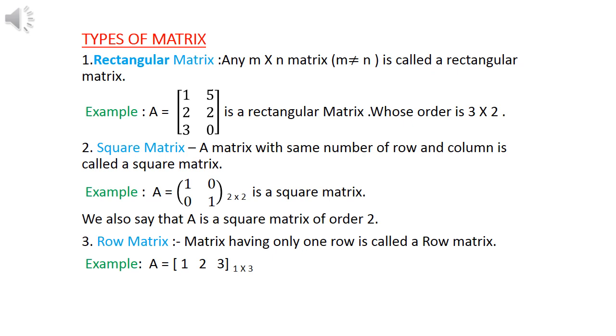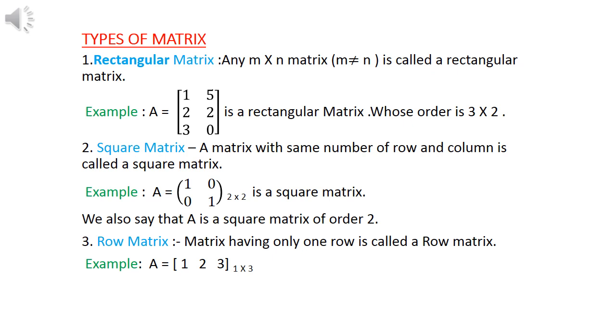Second one is the square matrix. We know that in a rectangle length and breadth are not equal, but in a square length and breadth are equal. Similarly, in a square matrix there is the same number of rows and columns. So what is a square matrix? A matrix having the same number of rows and columns is called a square matrix. For example, A is a matrix whose order is 2 cross 2. So A is a square matrix. We also say that A is a square matrix of order 2.